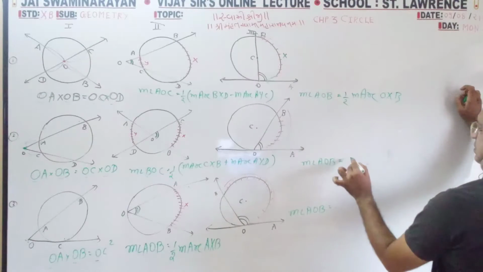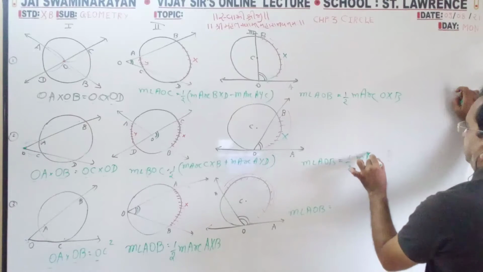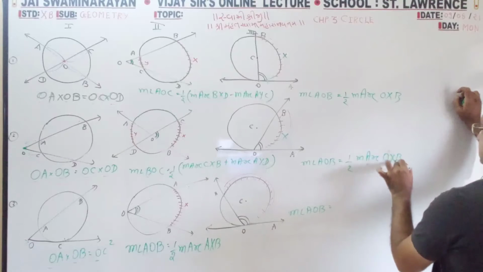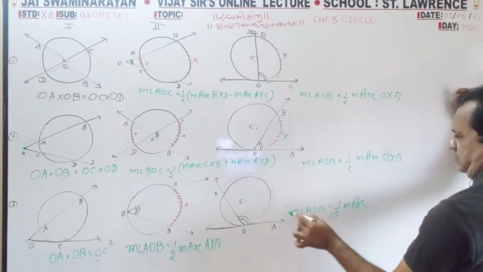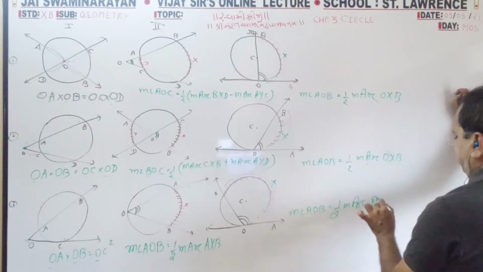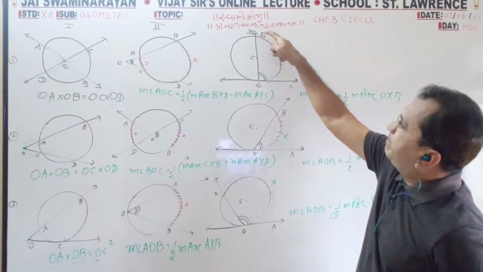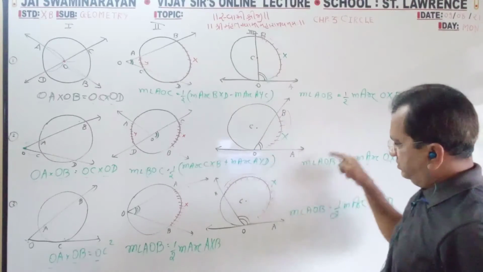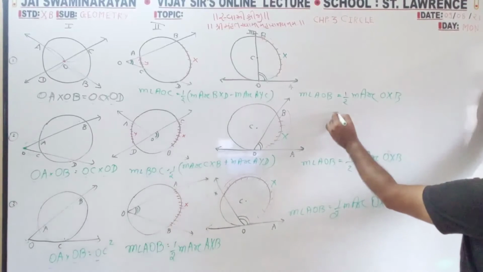OXB. This time also, major arc OXB, half the major arc BXO. Half of OXB is equal to this. This will be exactly 90.